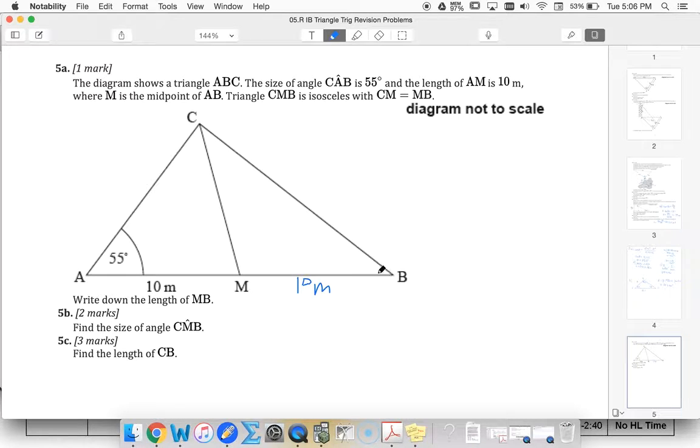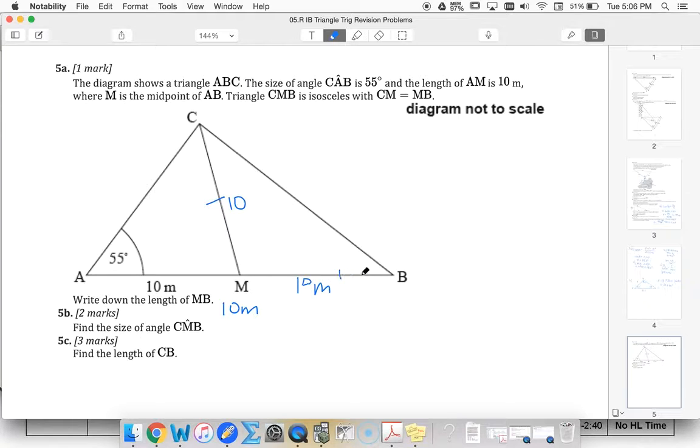All right, CMB is isosceles. CM is the same as MB. That must mean that this is also 10 then. That means straight away this triangle is also isosceles because we have 10 and 10. So write down the length of MB. We stated that was 10.